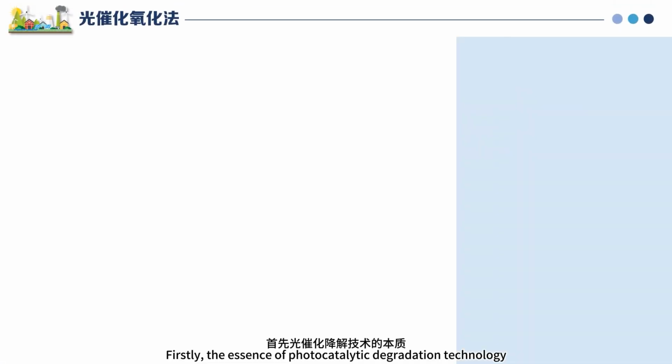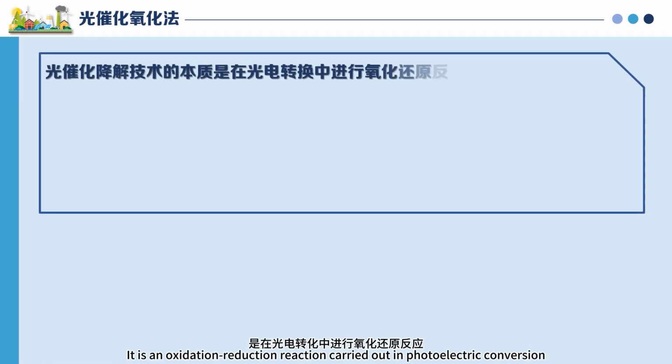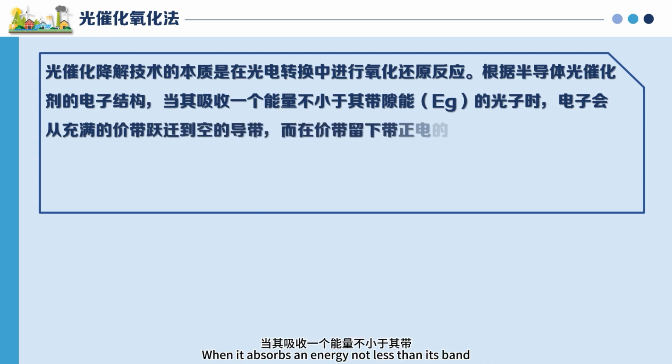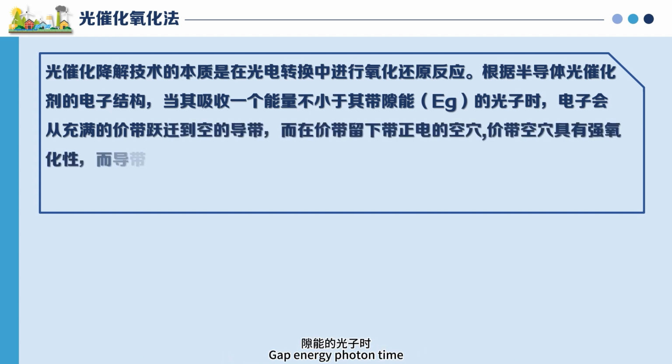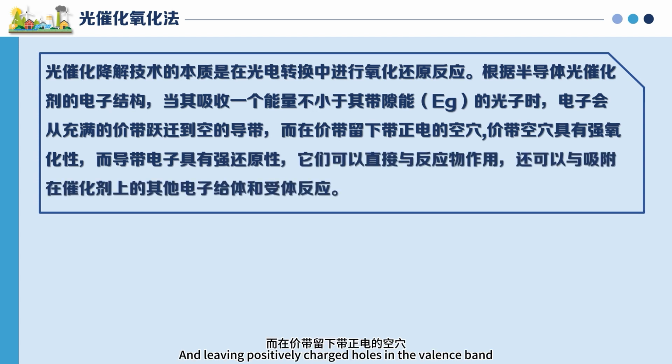Firstly, the essence of photocatalytic degradation technology. It is an oxidation-reduction reaction carried out in photoelectric conversion. According to the electronic structure of semiconductor photocatalysts, when one absorbs a photon with energy not less than its band gap energy, electrons will transition from a full valence band to an empty conduction band, leaving positively charged holes in the valence band. Valence band holes have strong oxidizing properties, and conduction band electrons have strong reducibility.